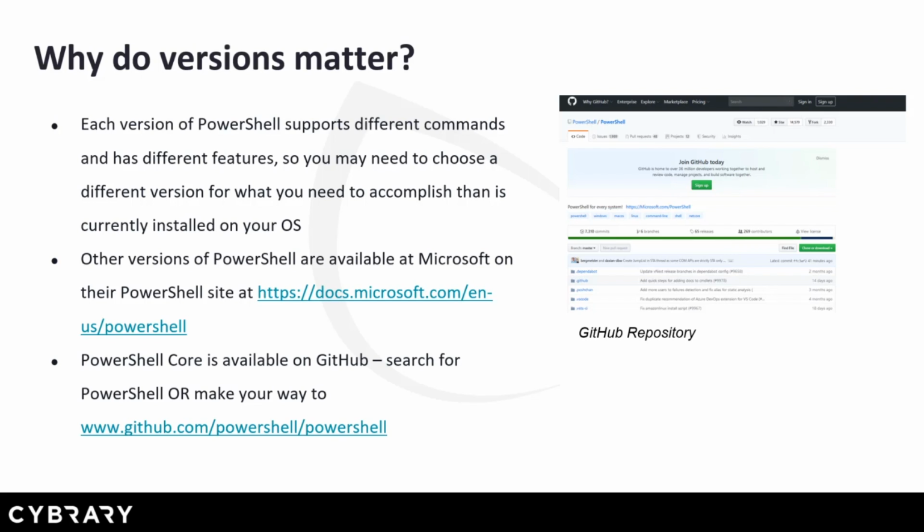PowerShell Core is actually available on GitHub. So if you need Core, instead of going to the Microsoft site, you can get it on GitHub. On GitHub, you can search for PowerShell, or you can make your way to github.com/PowerShell/PowerShell. And over here, you can see what that repository looks like. There are actually quite a few files in here, including documentation. So it's not just the binaries and the things that you need to get PowerShell working.